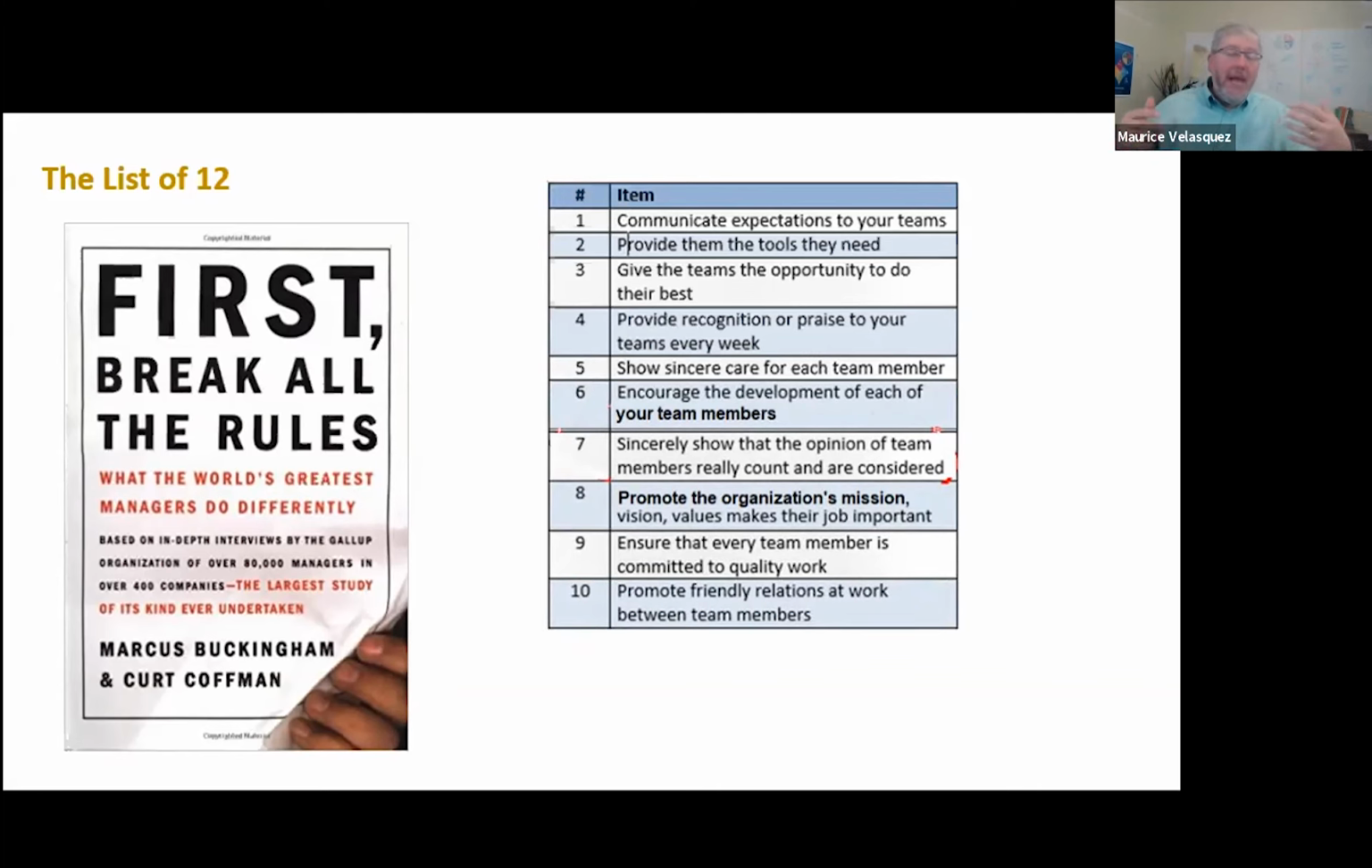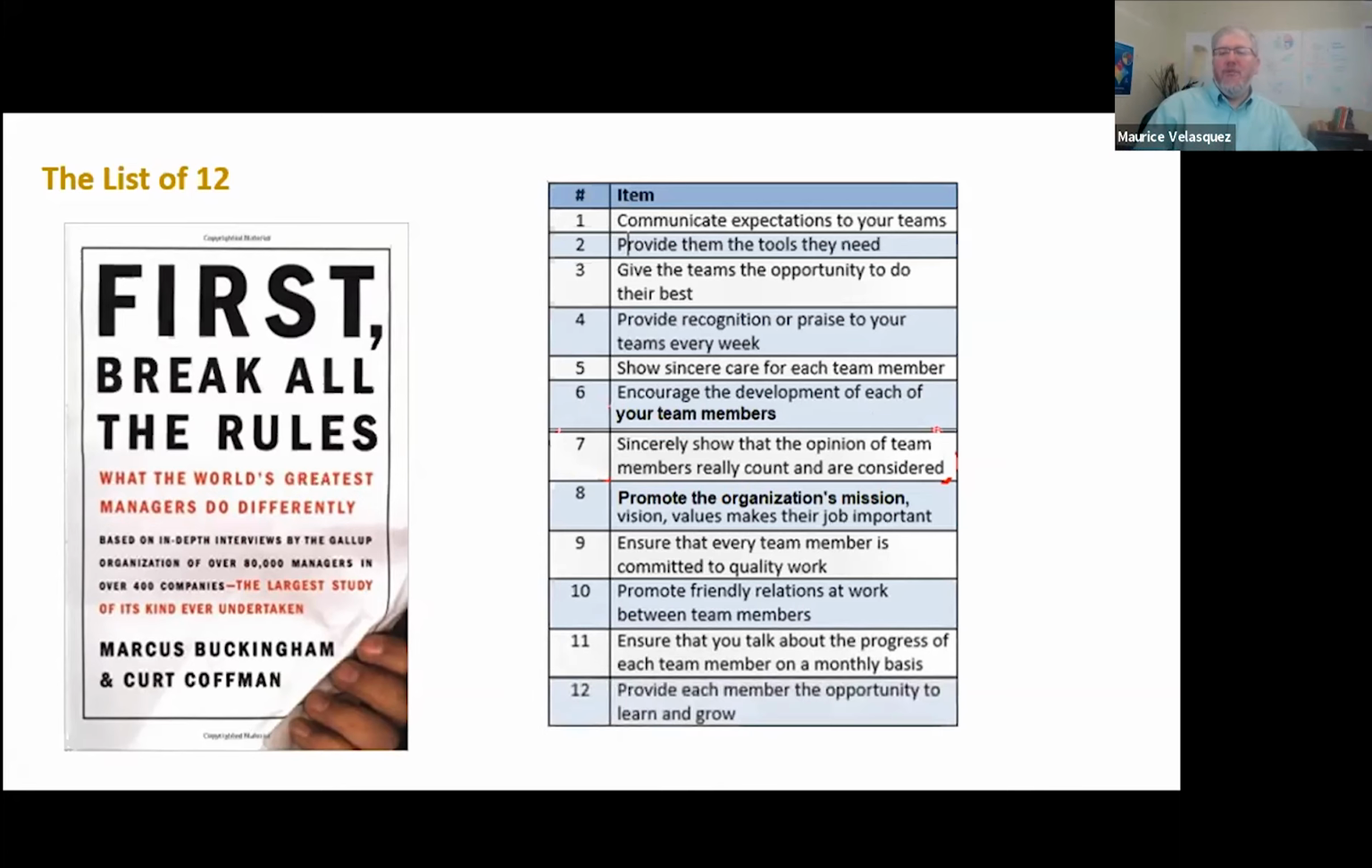Hey, invite them to go bowling and let them know that you're going to pay for it, and you don't go. Now they're going to tell you, come with them. Well, go with them, but let them build relationships amongst themselves. Number 11, ensure that you talk about the progress of each team member on a monthly basis. And number 12, provide each member the opportunity to learn and to grow.